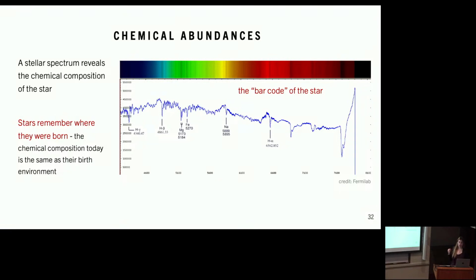And so if you, for example, see two stars with very similar barcodes, then you can say that they formed in very similar environments, potentially together in the same galaxy. And so this can be a way to start piecing together, and it's called chemical tagging. It's identifying stars with similar chemical compositions to learn about their origins.